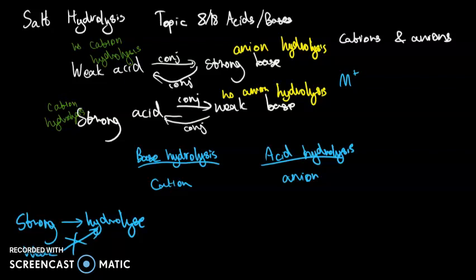So the key takeaway here is that bases, when they react, form cations, which are going to be hydrolyzed or not. Acids, when they react in an acid-base reaction, form anions, which are going to be hydrolyzed or not. Whether it's hydrolyzed or not is based on whether it's strong or not. Strong, yes, hydrolysis. Weak, no hydrolysis.